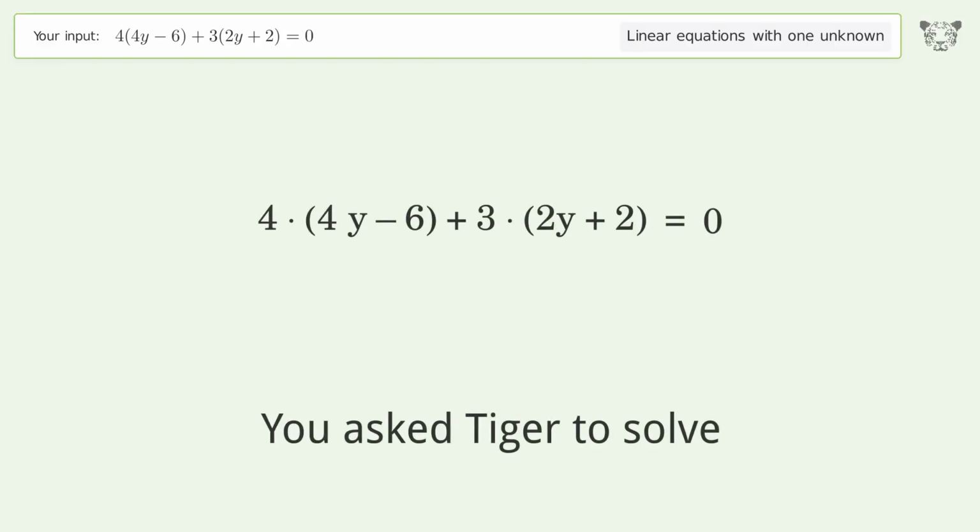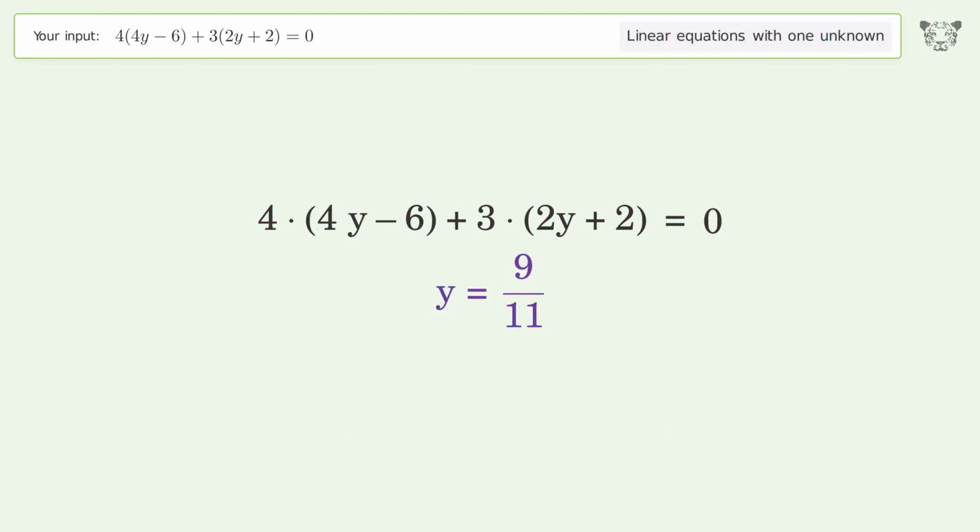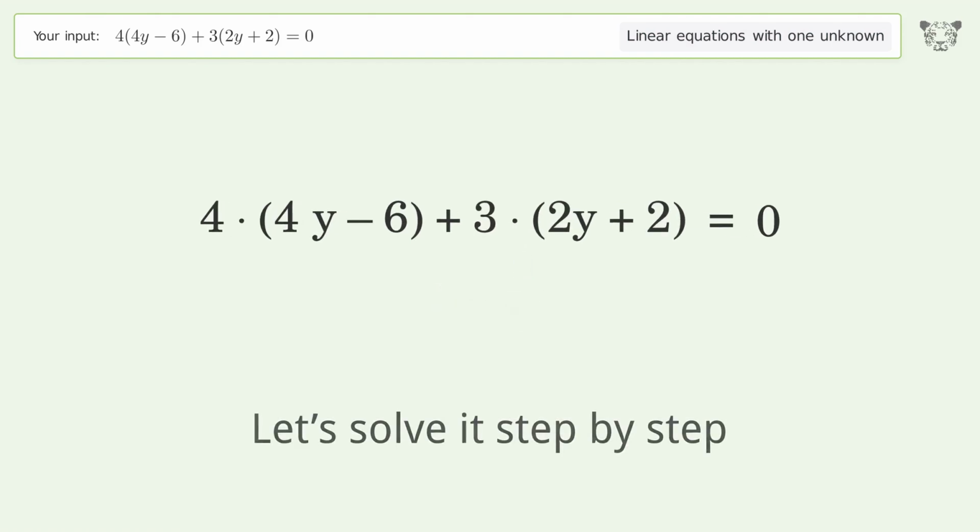You ask Tiger to solve. This deals with linear equations with one unknown. The final result is y equals 9/11. Let's solve it step by step.